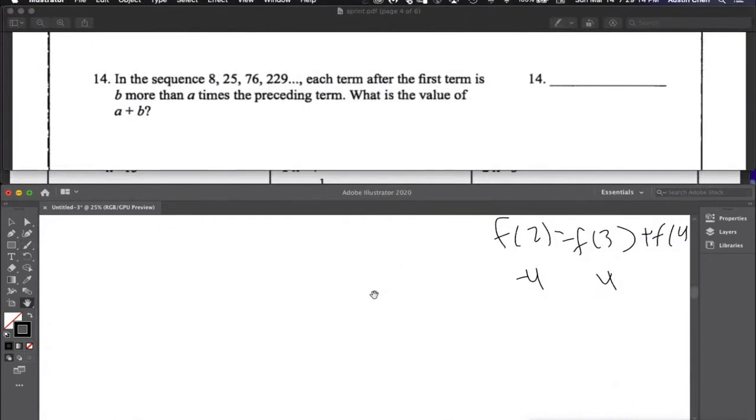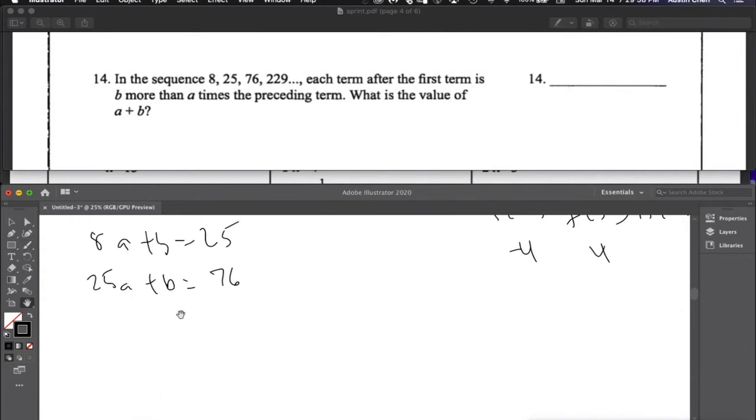Number 14. In the sequence 8, 25, 76, 229, each term after the first term is b more than a times the preceding term. What is the value of a plus b? Okay, so you can just set up a system of equations for this, right? Looking at 8 and 25, it's going to be a times the preceding term, and you add b. So 8a plus b is going to equal 25. And you can also say that for 25: 25a plus b is going to equal the next term, which is 76.